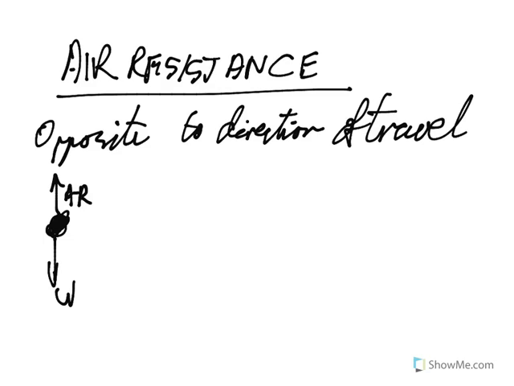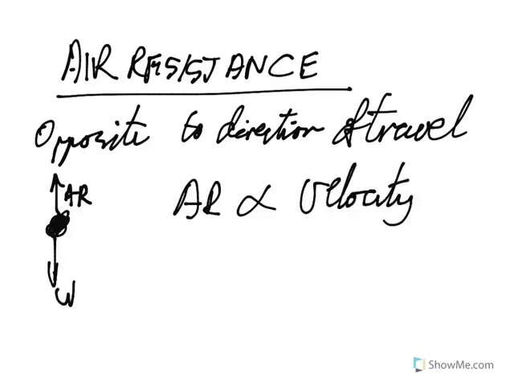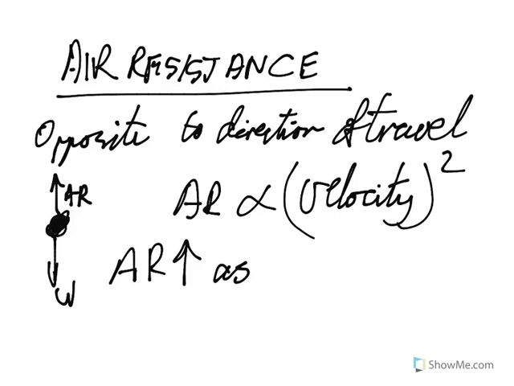Now, air resistance is a little bit more complicated because air resistance is proportional to velocity. And in fact, it's even more complicated than that. It's proportional to the velocity squared. So air resistance, and this is a bit missing in your notes, air resistance increases as velocity increases.